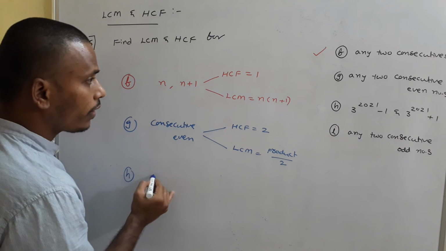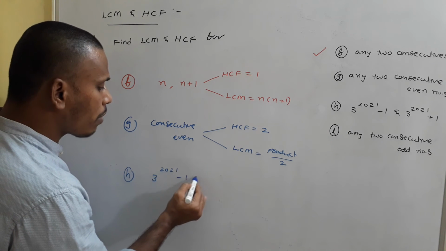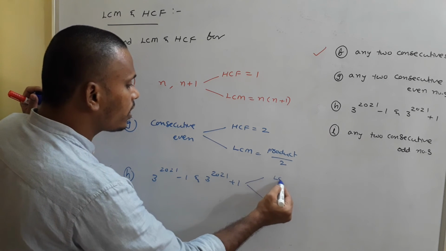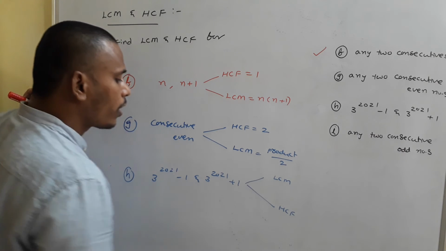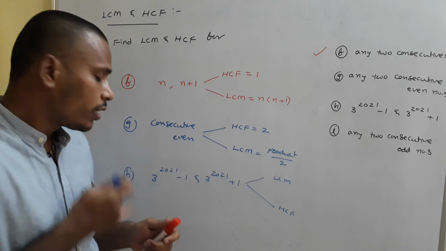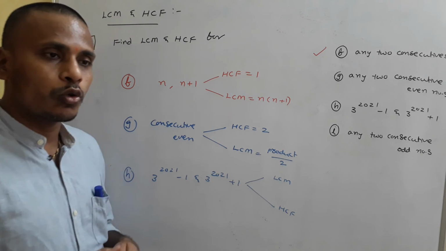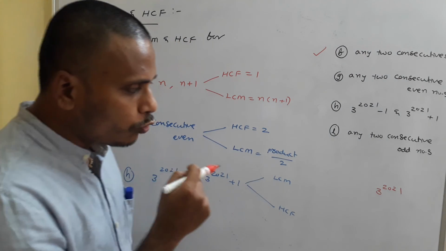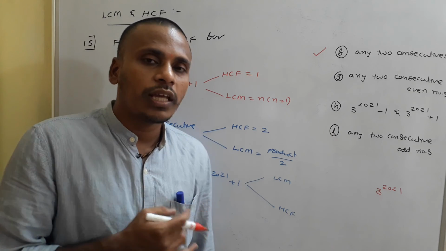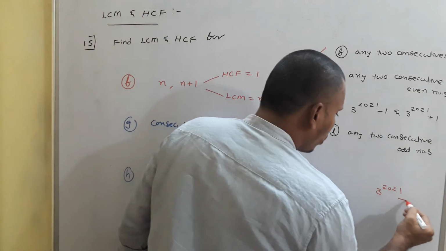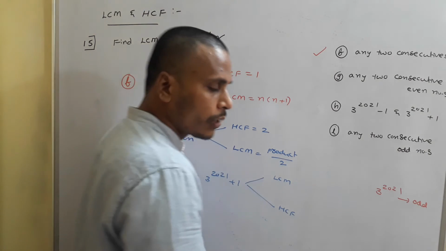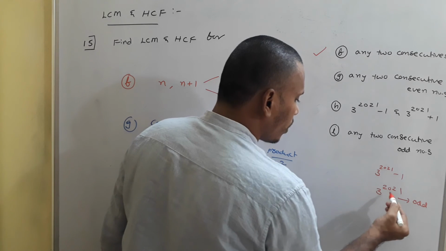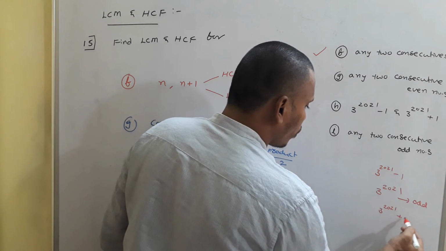Okay, part G. The next thing is 3 power 2021 minus 1 and 3 power 2021 plus 1. What to say about LCM and HCF of these two numbers? You just think about these two numbers. For suppose I have a number 3 power 2021. First of all, you just think about that number. We are multiplying 3 for 2021 times, and for sure this 3 power 2021 is an odd number. Then the immediate before number of this is 3 power 2021 minus 1, and the immediate next number is 3 power 2021 plus 1.